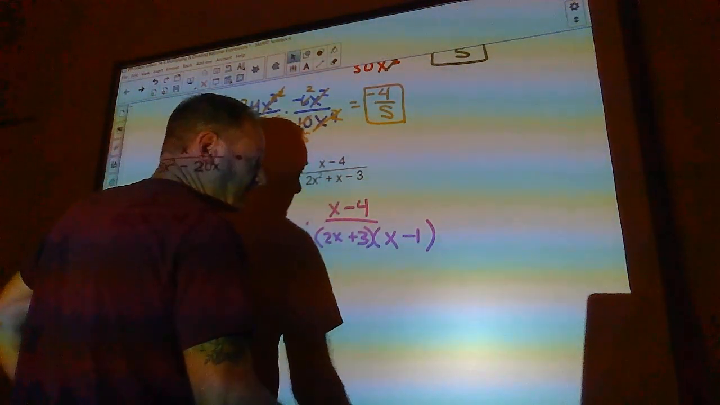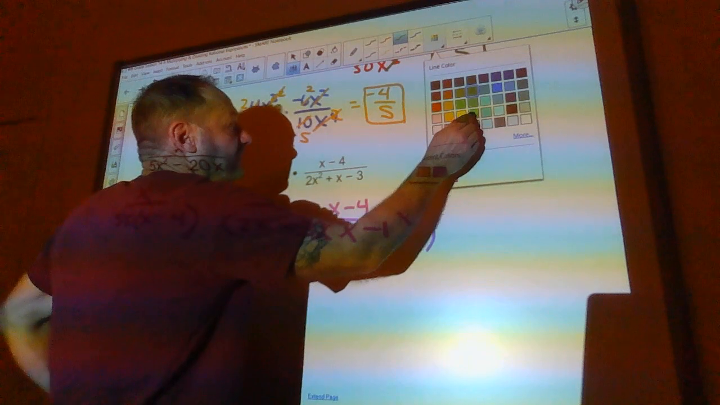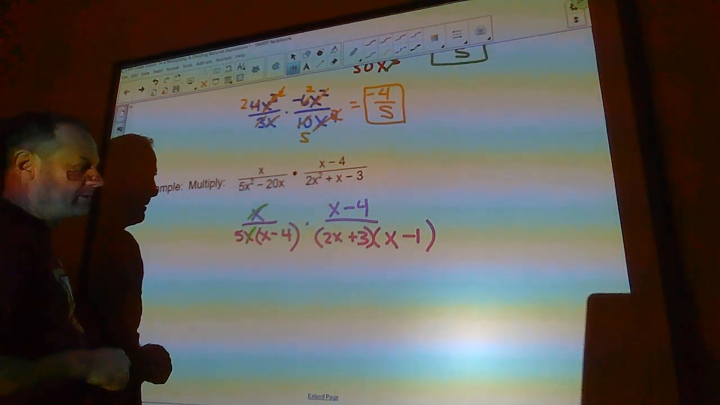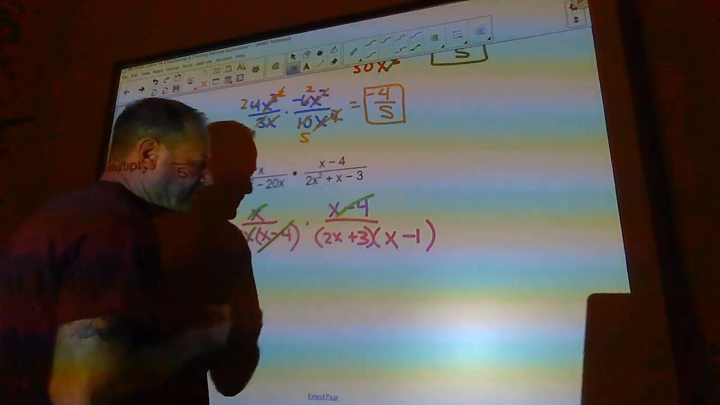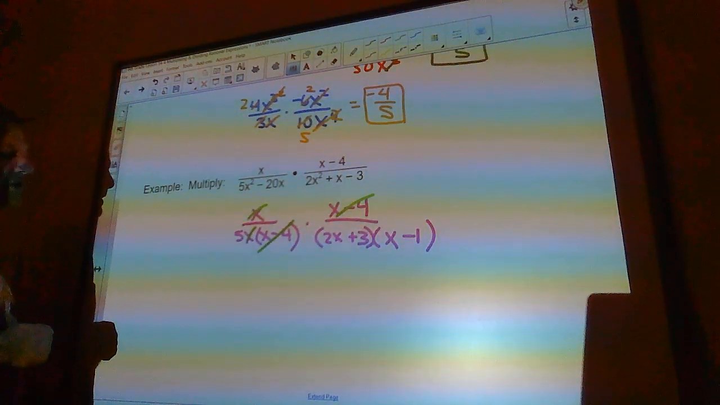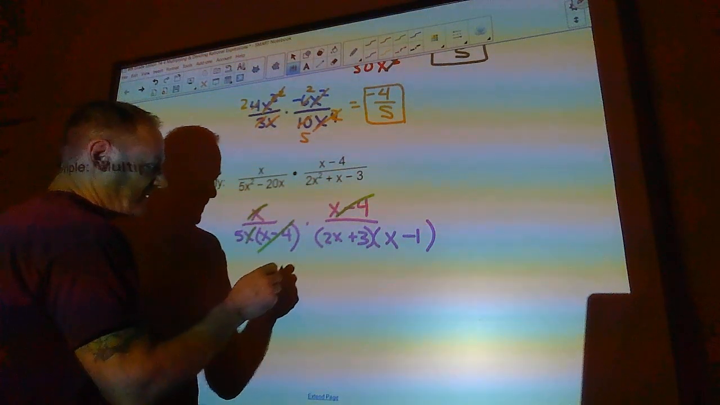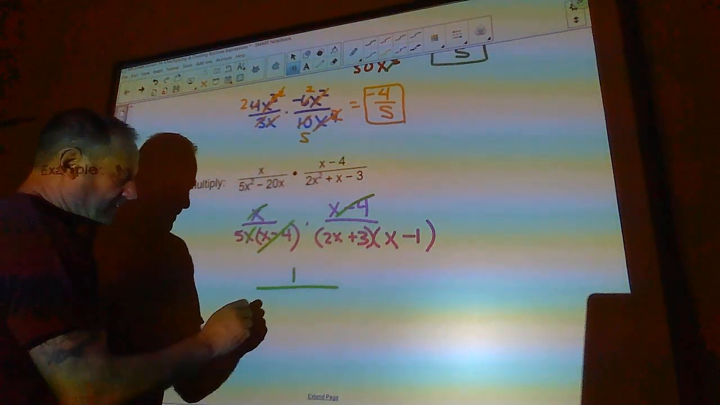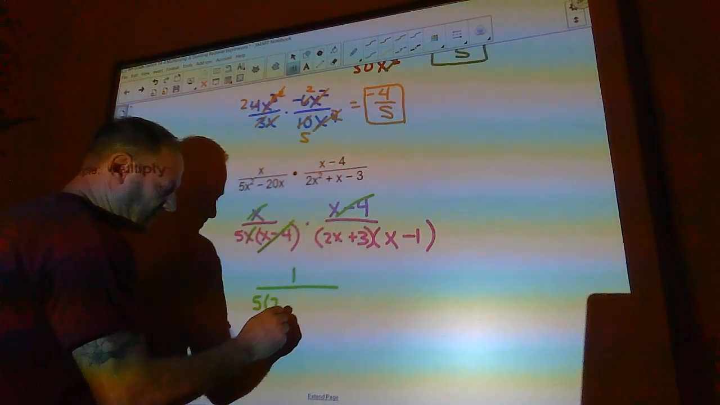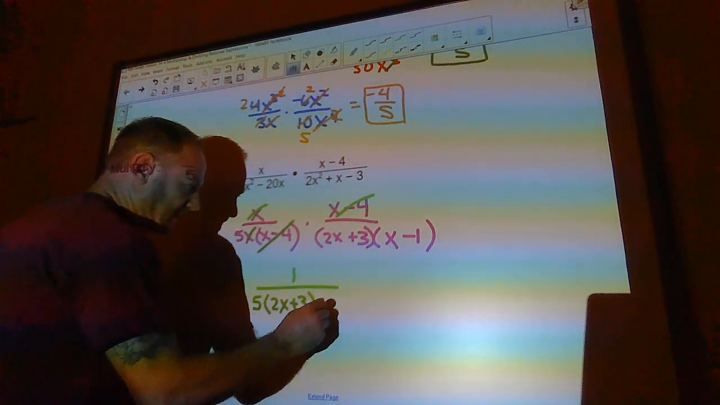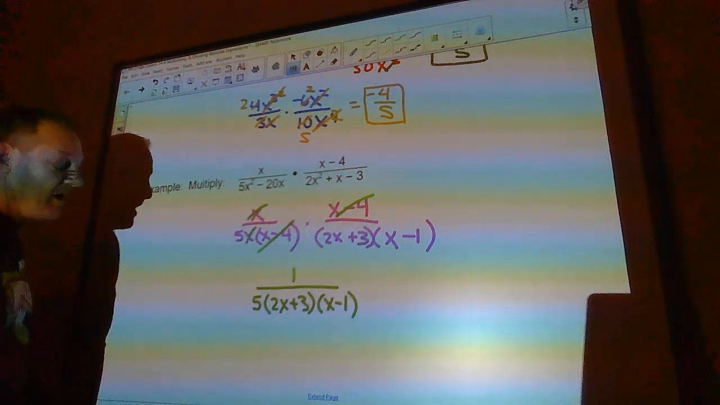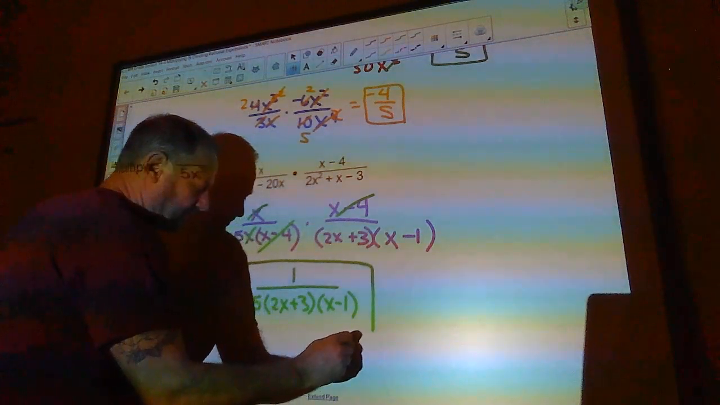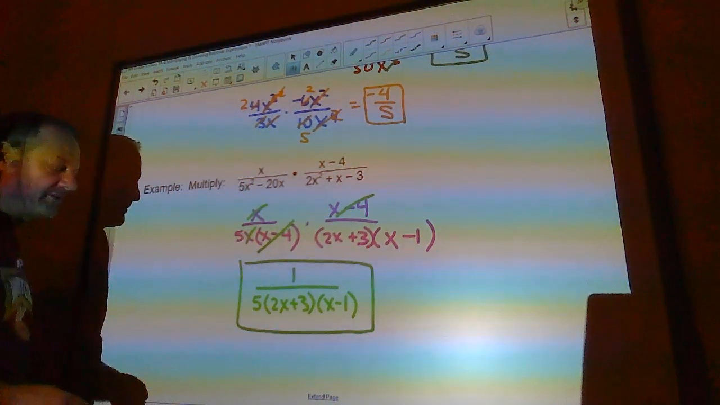Now I can look at this, and I can say, well, let's see, I've got an x here that'll cancel that x, and I got an x minus 4 here that'll cancel that x minus 4. So what am I left with? Well, I've got nothing left on top, which means there's a 1 on top. And on the bottom, I've got 5 times 2x plus 3 times x minus 1. I would probably just leave it like that rather than multiply this all back out again.